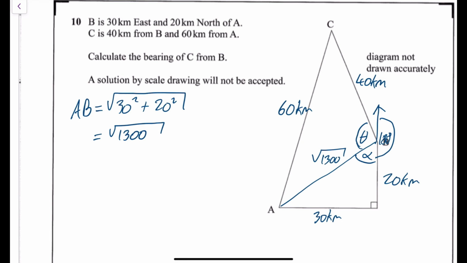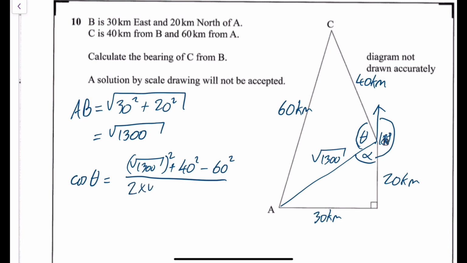Okay, cos of theta first of all, using your cos rule, is going to be equal to the root of 1,300 squared plus the 40 squared minus the 60 squared, all divided by 2 times the root of 1,300 times the 40. So I'm going to just work that out on my calculator very quickly here.